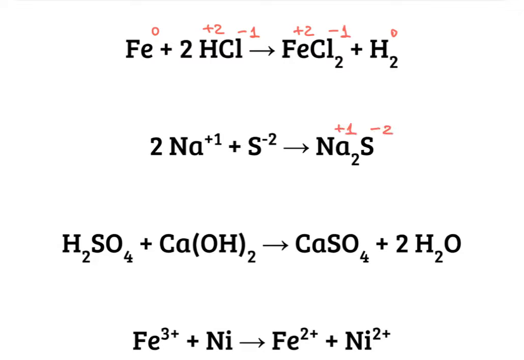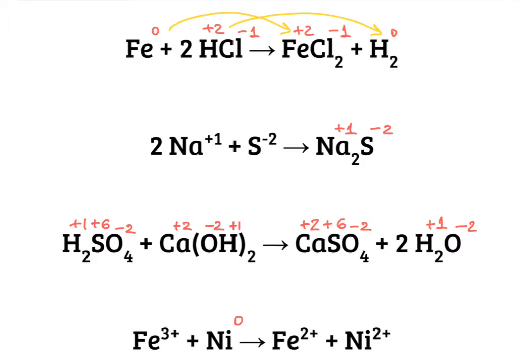Let's assign oxidation states to everything that we see in these reactions. Now we will analyze each reaction, figuring out what is reduced and oxidized in them. In the first reaction, iron is oxidized and hydrogen is reduced. In the second reaction, we see no change in the oxidation state of sodium and sulfur. So no oxidation and no reduction.